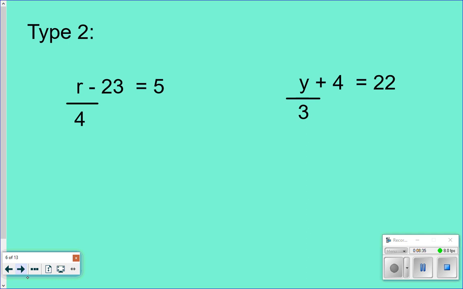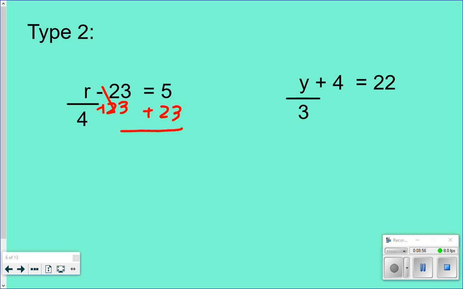Same thing is going to happen. You're going to work with your addition and subtraction first. I'm going to add 23 first. Add 23, so I have 28. So R divided by 4 equals 28.